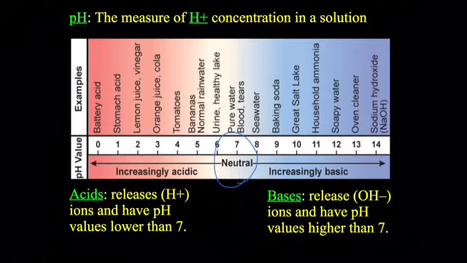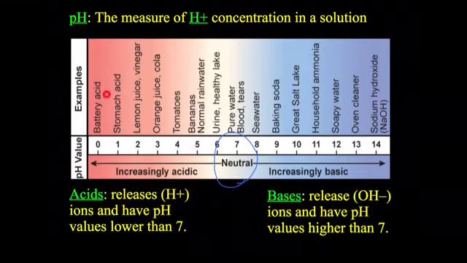Now, a question that you might have on an exam, for example, would be something like, which of these solutions has more H plus ions in it? Stomach acid or tomatoes? Well, if you look at the two, stomach acid is very, very acidic, so you're going to have lots and lots of H plus ions. Tomatoes, not as acidic, so you're not going to have as many H plus ions. So clearly stomach acid has more H plus ions than the tomatoes.